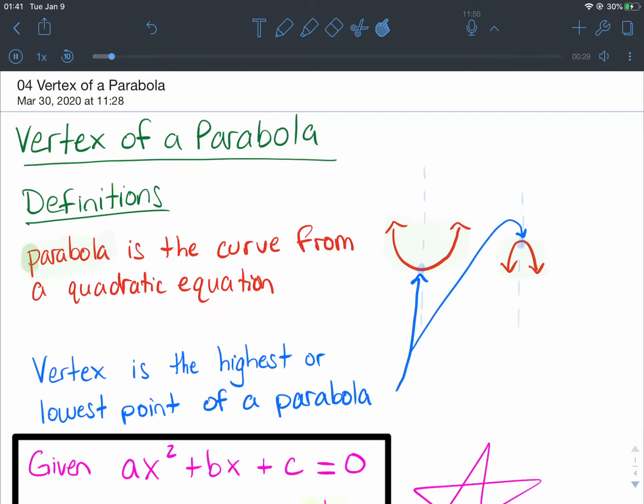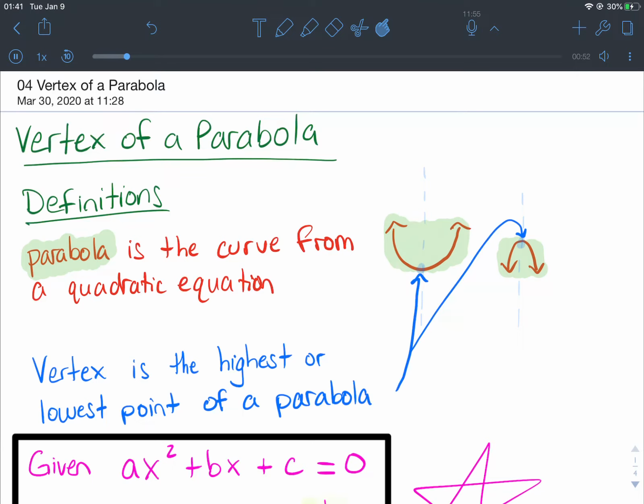What exactly is a parabola? A parabola is the U-shaped curves that we get from a quadratic equation, such as x squared plus 3x minus 2 equals 0, y equals 5x squared plus 1x minus 2. Anytime you get that, you're going to get a curve, such as those.